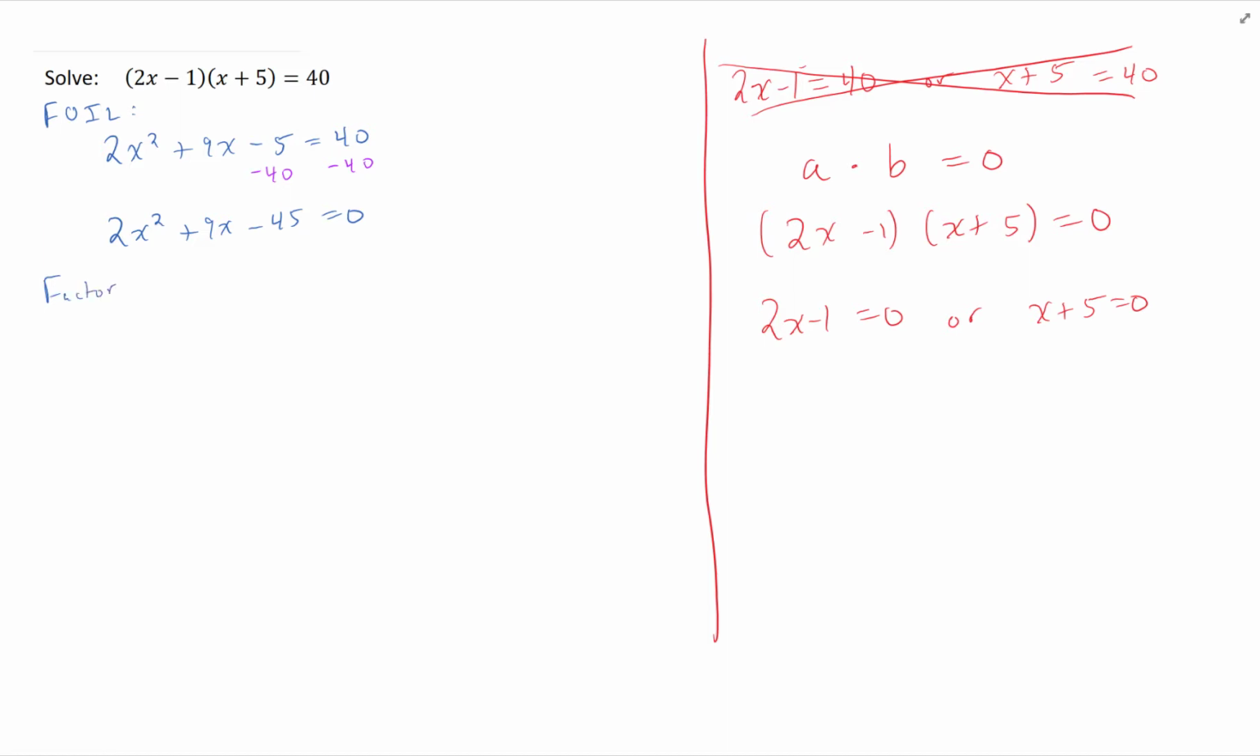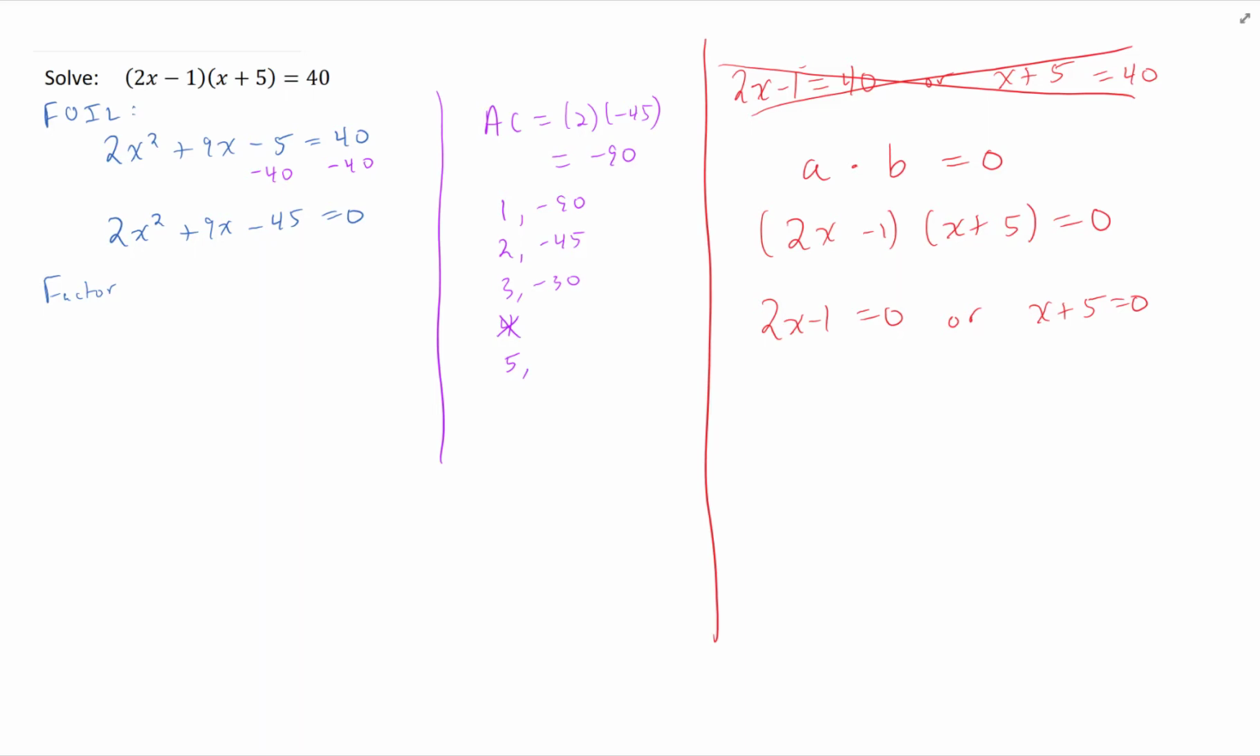Let's see. I'm going to apply that AC method. So AC would be 2 times negative 45. That's negative 90. So I need to find a pair of numbers multiplying to negative 90 and adding to 9. Let's see. I've got 1 and negative 90, 2 and negative 45, 3 and negative 30, 4 won't work, 5 and, let's see, 5 times what is that, 16? No, 5 times 18.